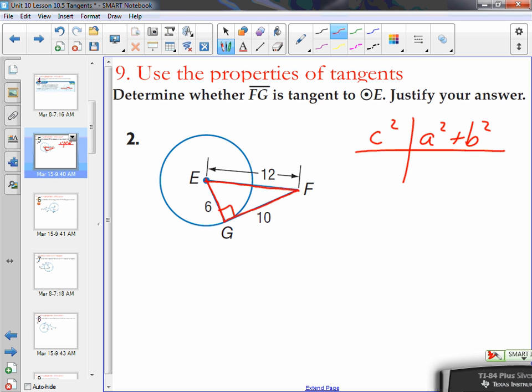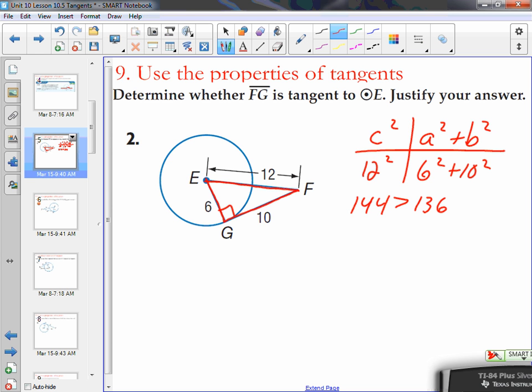Make sense? You follow me on this? All right. If that's a right triangle, which of those lengths must be the hypotenuse? The 12. So 12 squared, and then on the other side, 6 squared plus 10 squared. 12 squared, what's that, 144? And then that'd be 36 plus 100.